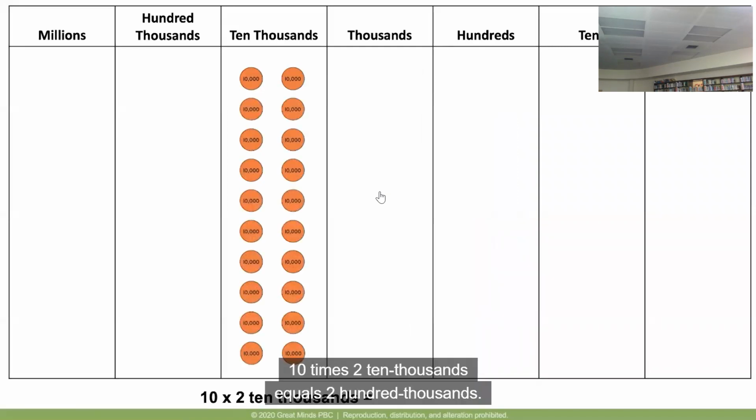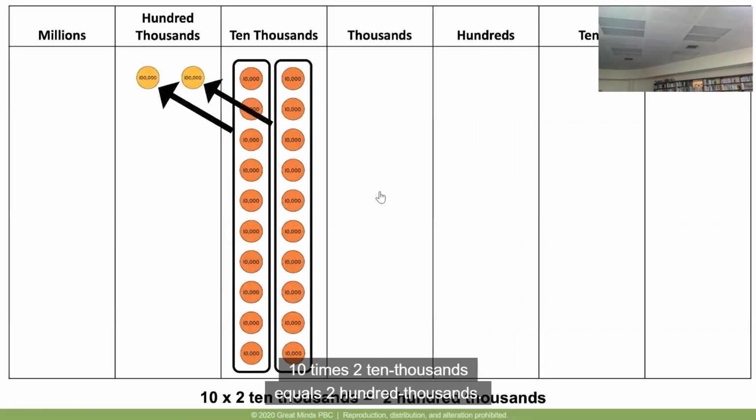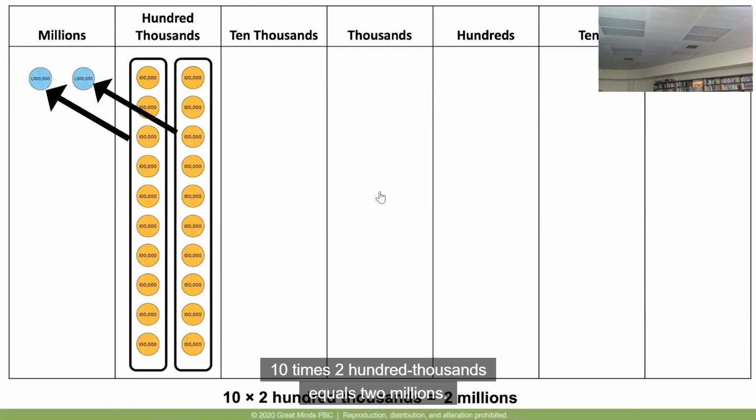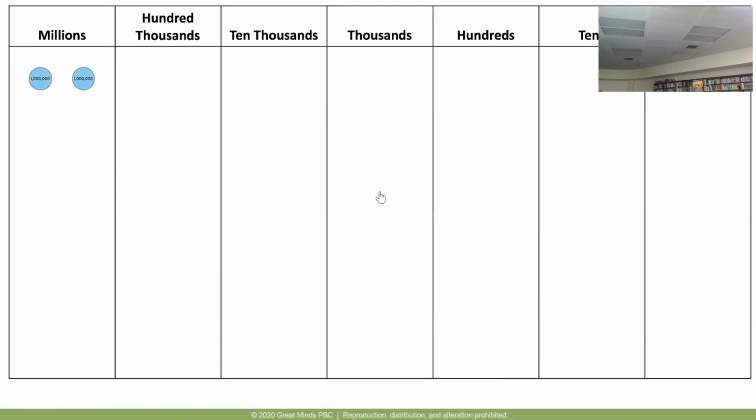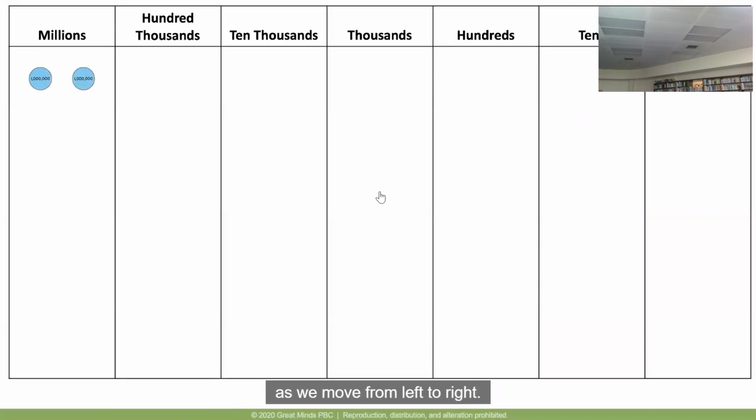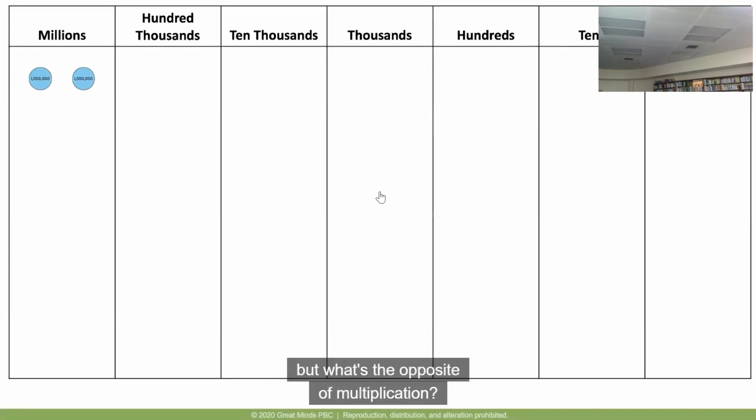10 times 2 ten thousands equals 200 thousands. 10 times 200 thousands equals 2 millions. Now we can also talk about the relationship of the place value units as we move from left to right. As we move from right to left, we multiply by 10. But what's the opposite of multiplication?